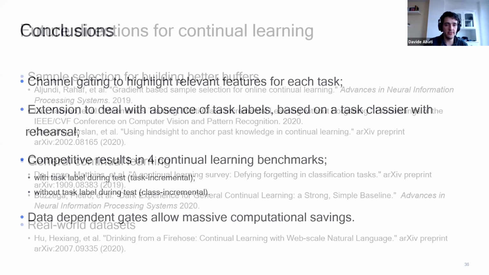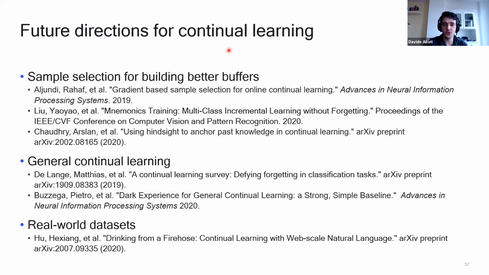I just want to leave you with some future directions that I think are interesting. So the first one, we already talked about it. We cannot get rid of memory buffers. This is my personal opinion. The next question in continual learning, I think, is how do we build better buffers out of the online stream? How do we select examples to be stored? And there are some references that I put here that try to do that.